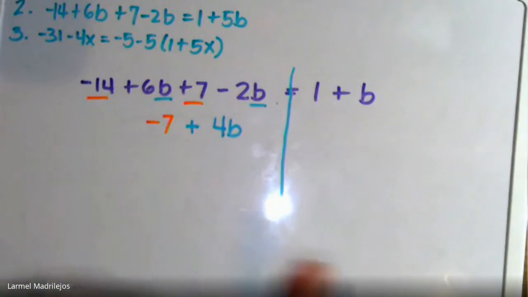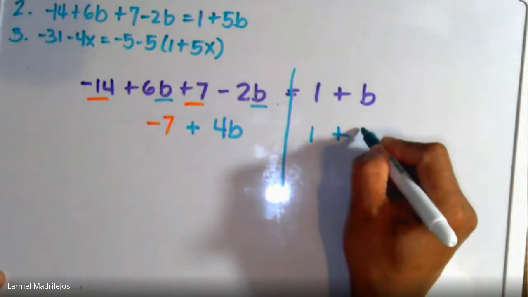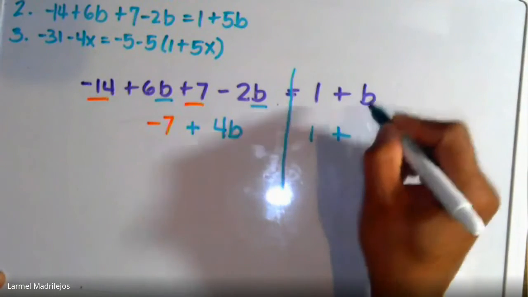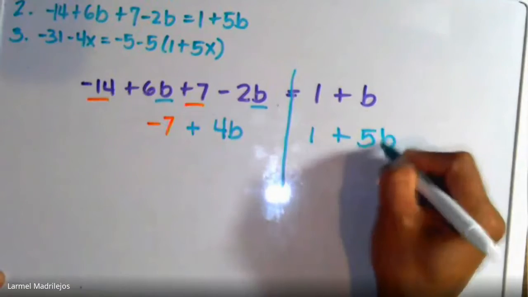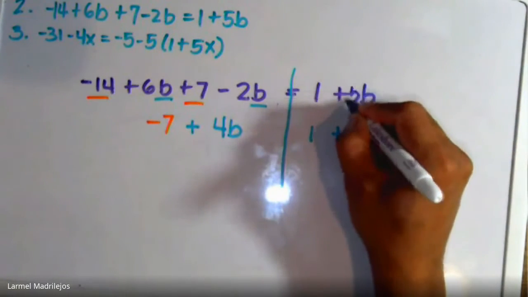Now I clean up the mess on the other side. So I'm going to rewrite the process here. 1 plus b, this is 5b.